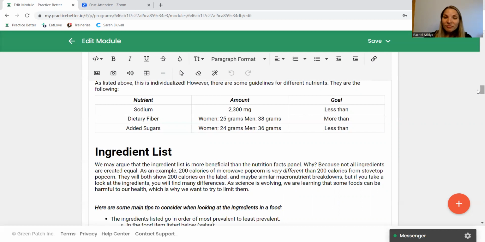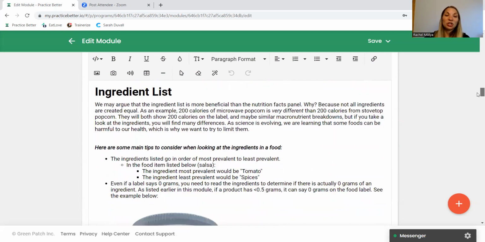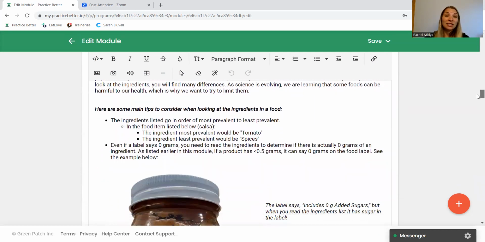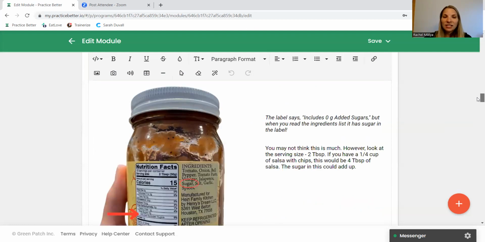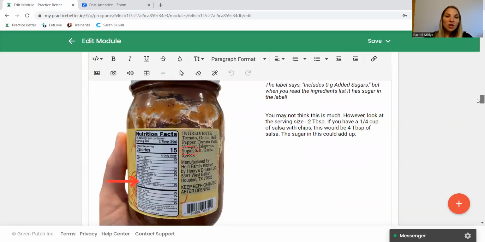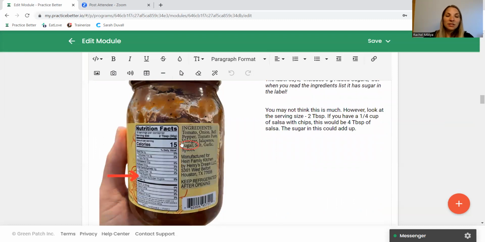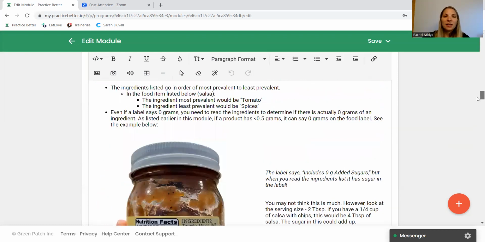So main tips to consider when you're looking at the ingredients in a food is that, first of all, when you're looking at a food label, the ingredients listed go in order of most prevalent to least prevalent. So I have an example here of a salsa jar. The ingredients say tomato, onion, bell pepper. The most prevalent item is going to be tomato, and the least prevalent item is going to be spices because it goes in order of what's most within a product.